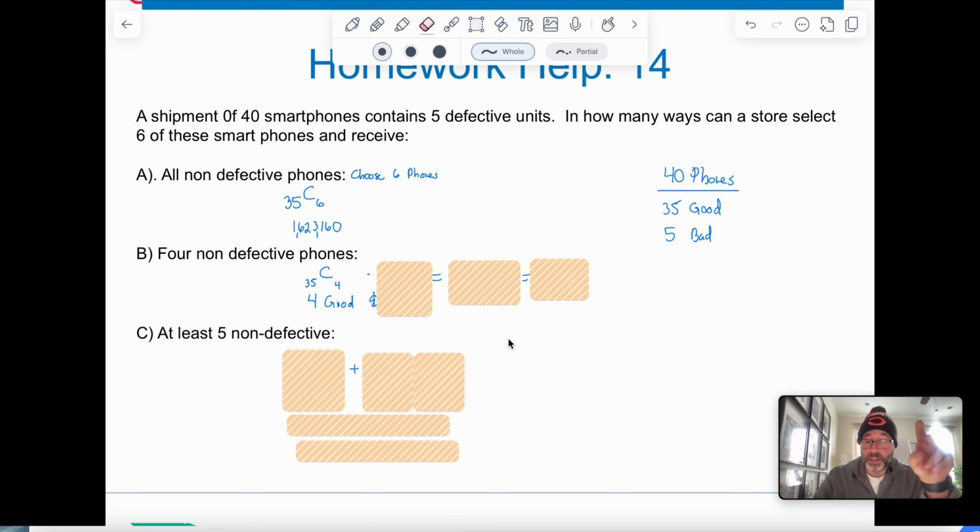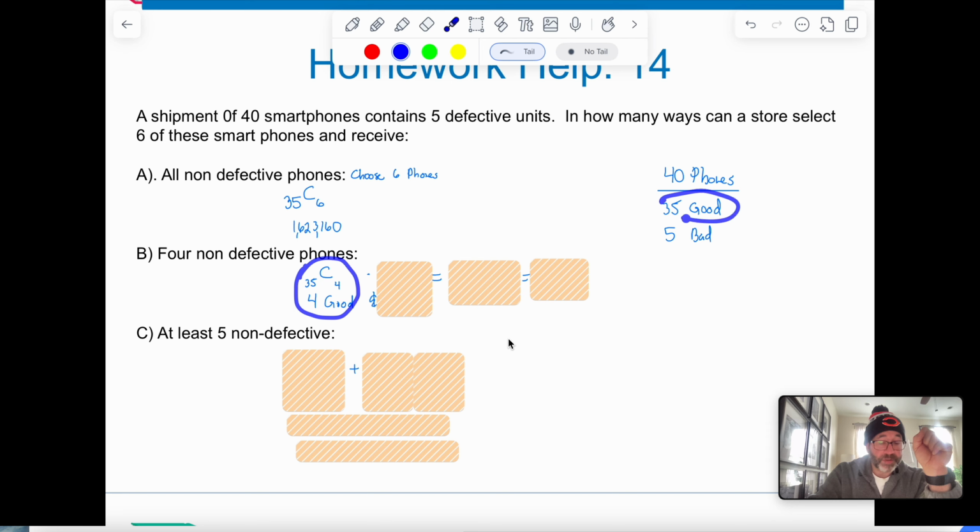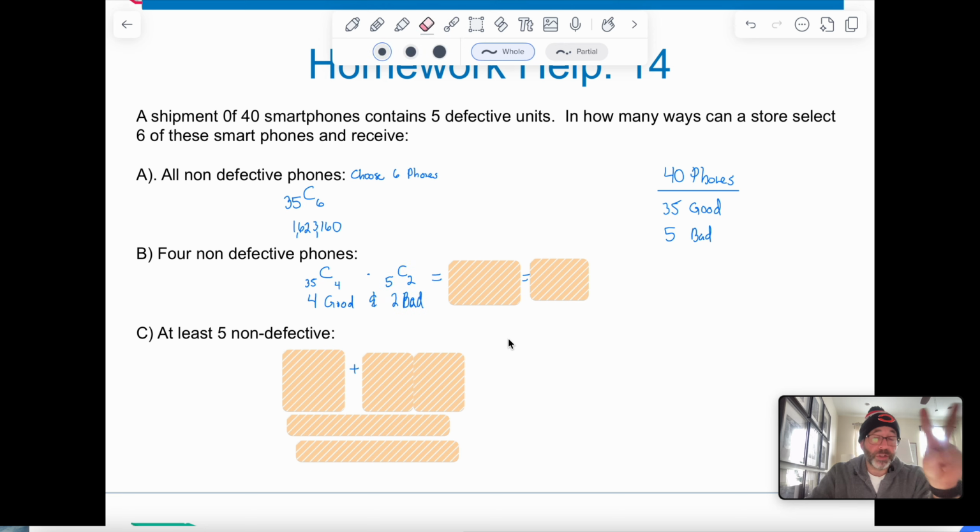So for there being 4 good, we have 35 phones that we could choose from, right? That are good, 35 that are good. And we're going to choose 4 of those. All right. So think about what the next one would be. Now we're going to talk about there's 4 good, there's going to be 2 bad. Well, how many bad are there? There are 5 bad. And we're going to choose 2 of those bad. So it's 5, and we're going to choose 2. Some fundamental counting principle going on here. We're going to go ahead and say that we have 52,360 times 10. So there's going to be a total of 523,600 that I can choose where there's 4 good and there's 2 bad. Okay.